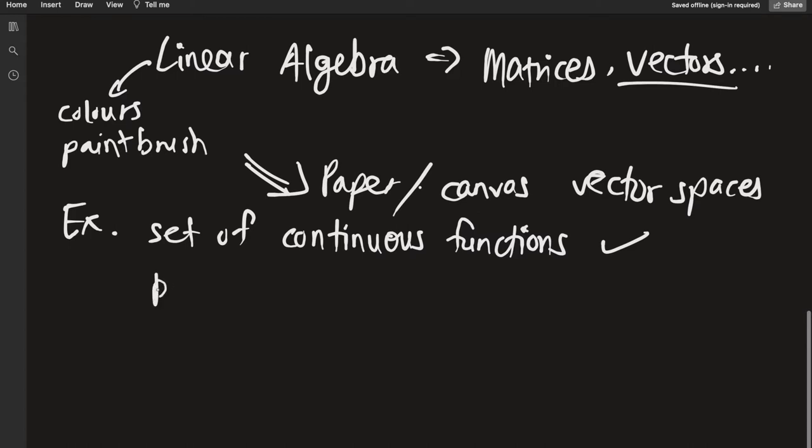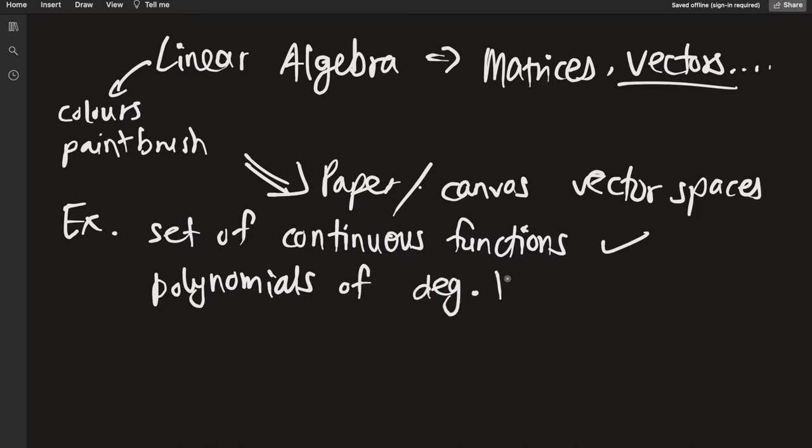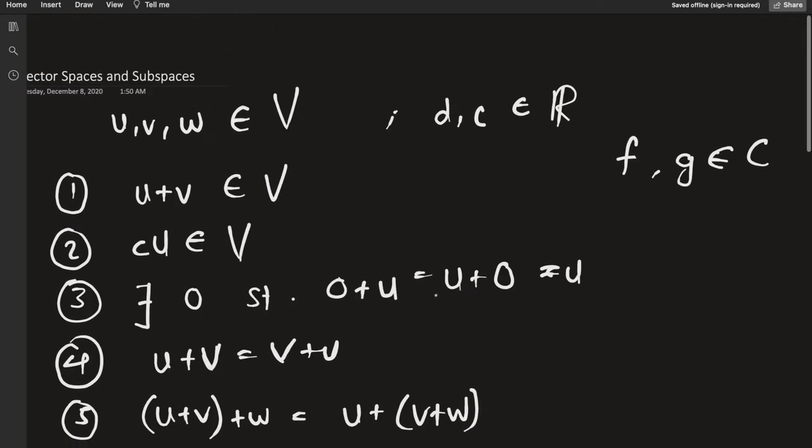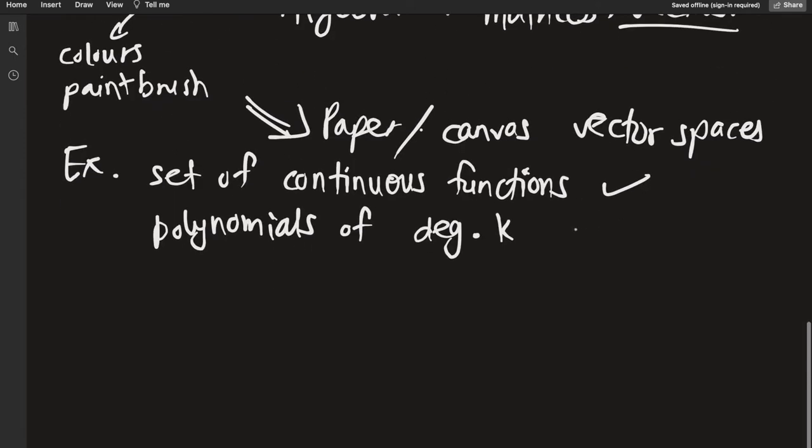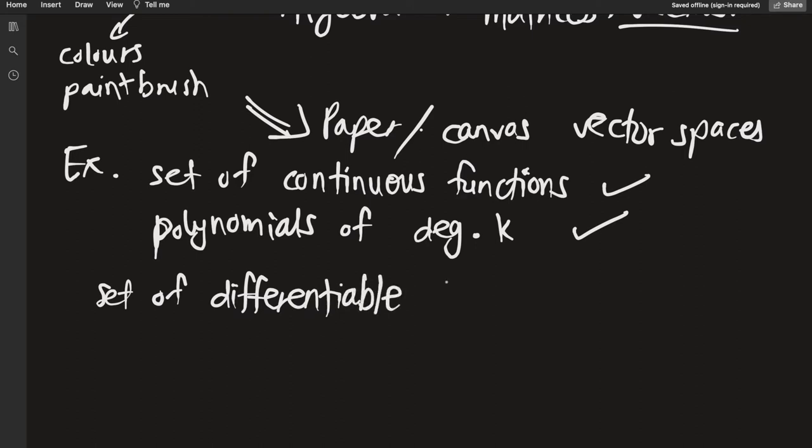Another example is a set of polynomials of, say, degree k, for example, arbitrary degree. You can go through all of these like a checklist and notice that the two are vector spaces. Now, the most important example, the third one I'm going to give, is a set of differentiable functions.